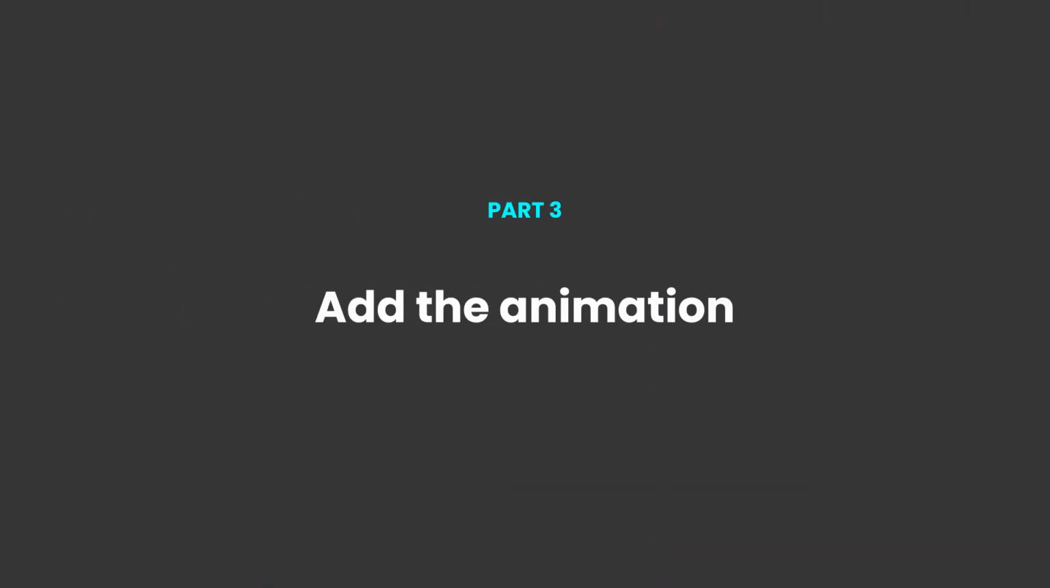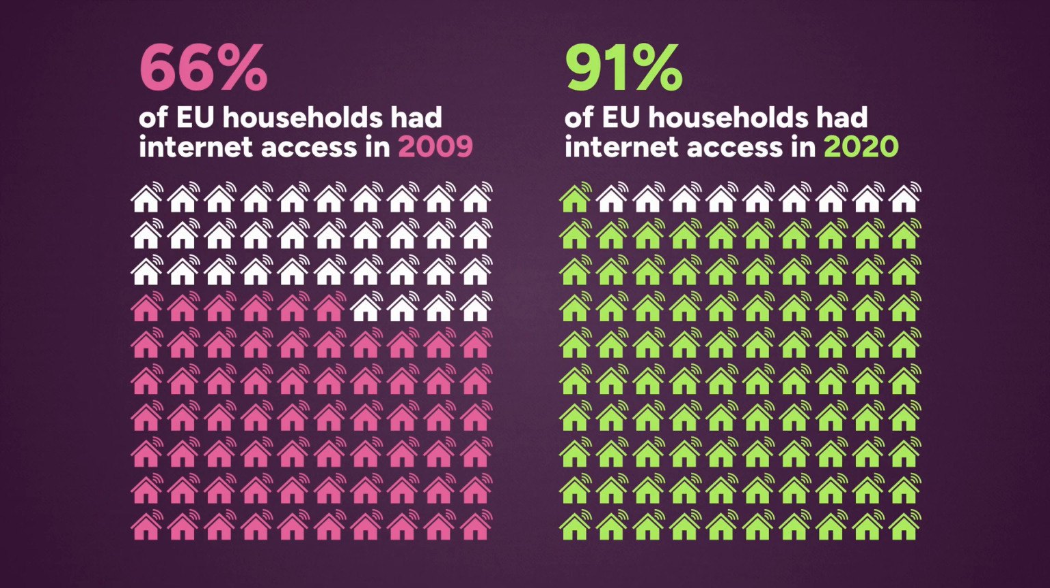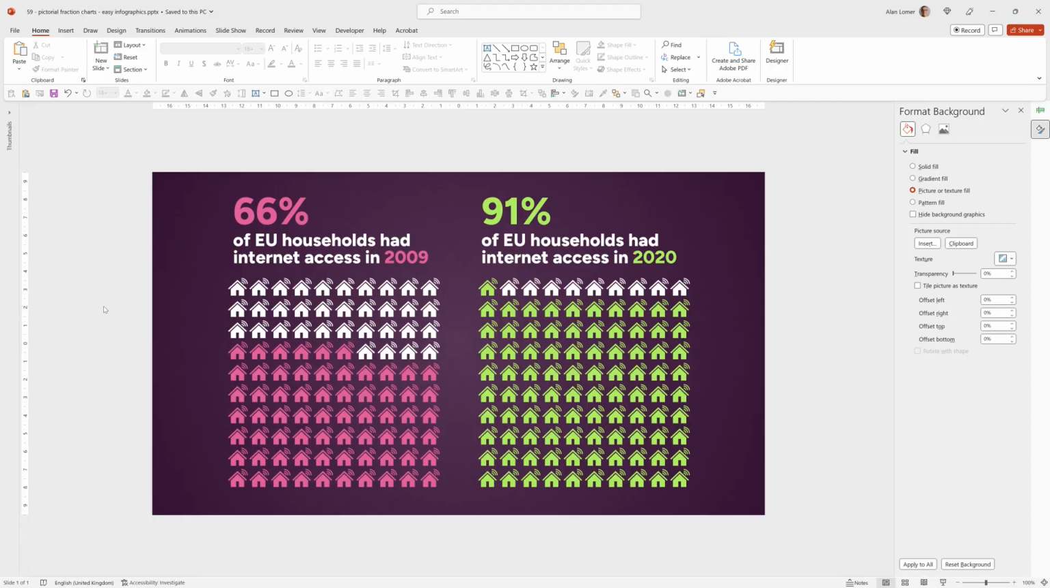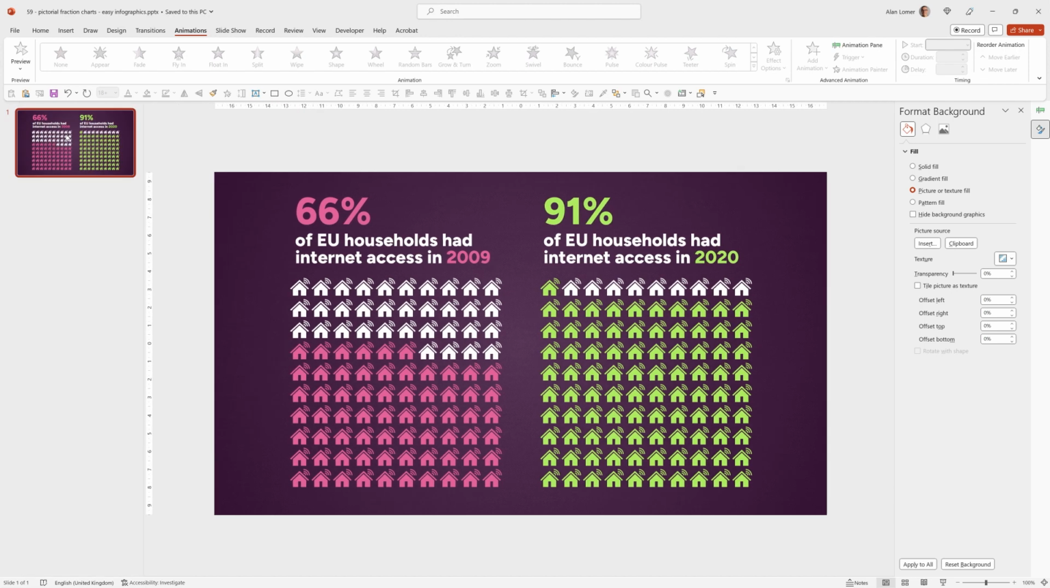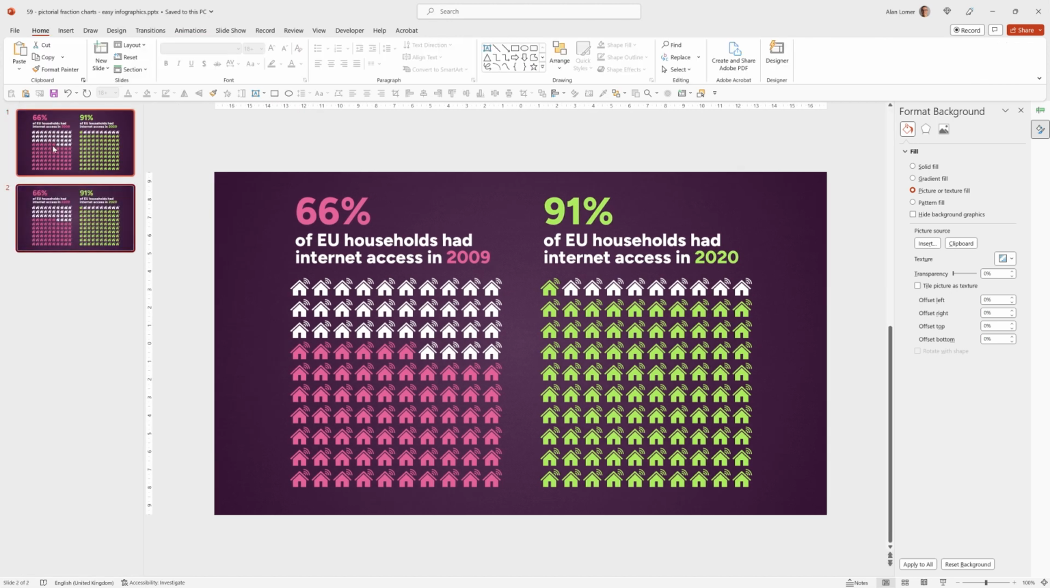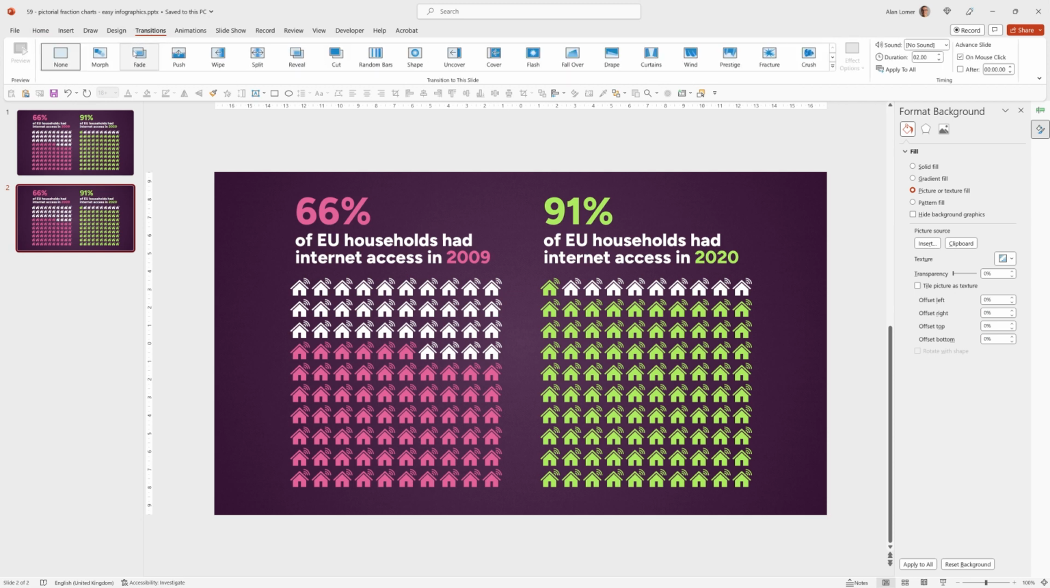Now let's quickly add some animation to bring this to life. And to do this, we could go to animations and add individual animations for these. But I find often the easiest way, click Ctrl D on the slide to duplicate it. Choose Transitions and make sure that Morph is turned on. Then go back to the first slide and remove what you don't want to be visible.